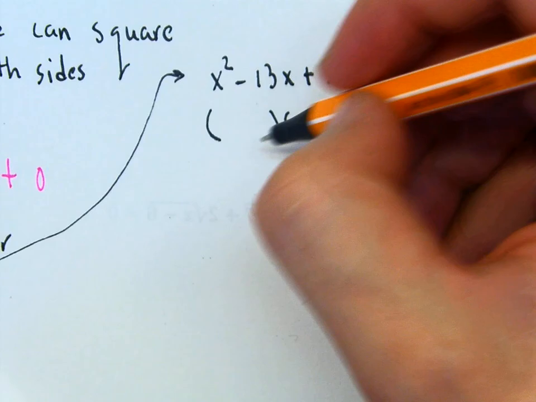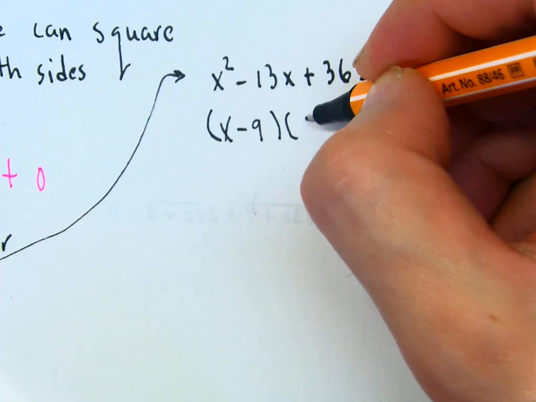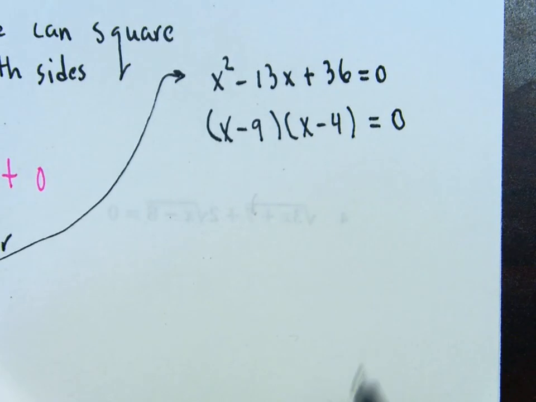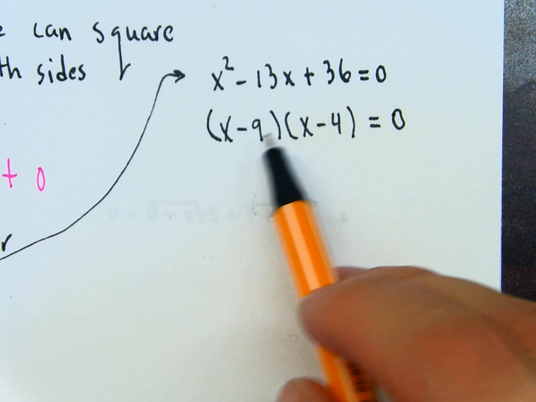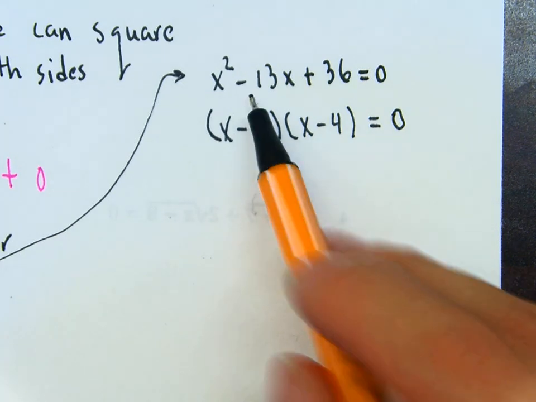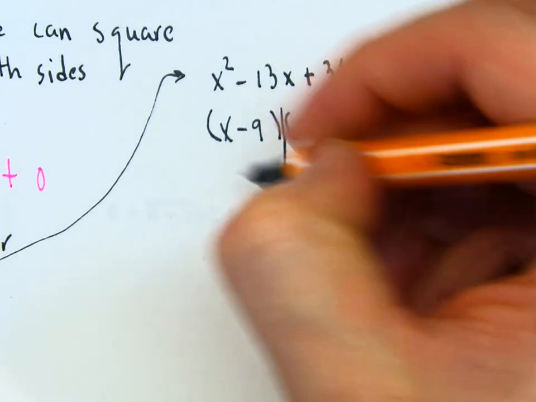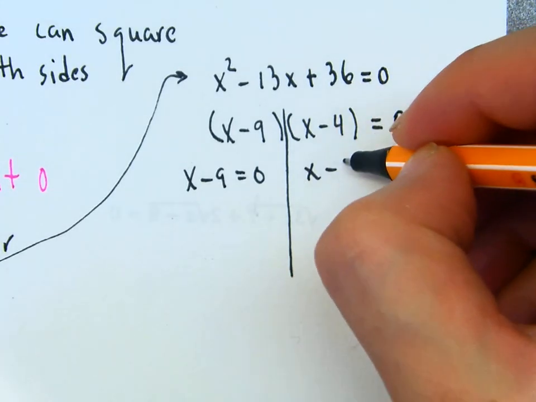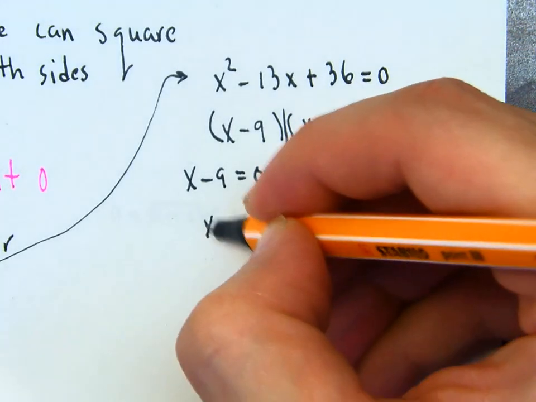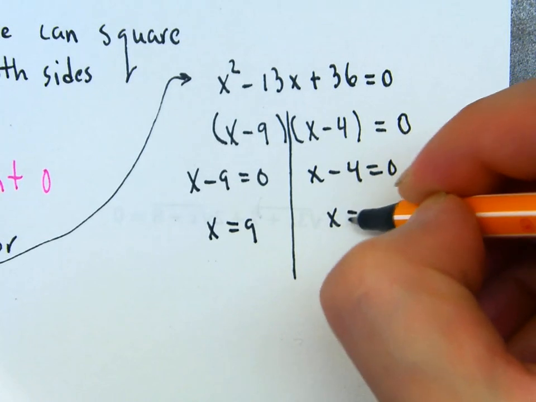Okay. Here it should be x minus 9 and x minus 4, because negative 9 times negative 4 is positive 36. Negative 9 plus negative 4 is negative 13. And then once you get to this point, what do you say? You say x minus 9 equals 0, x minus 4 equals 0. And now x equals 9, x equals 4.